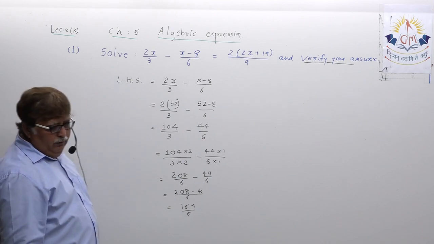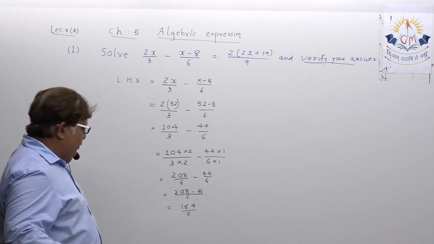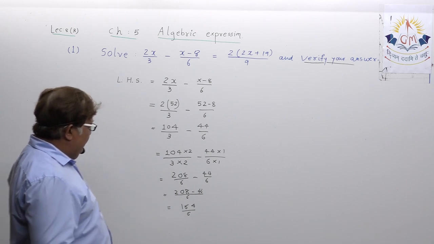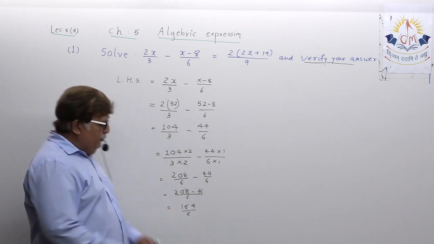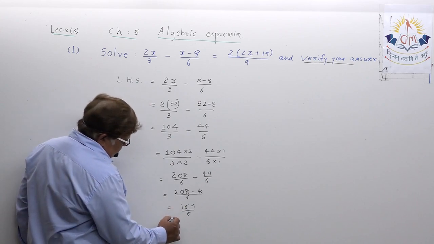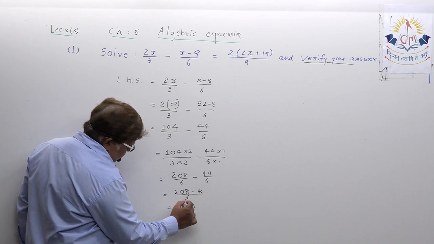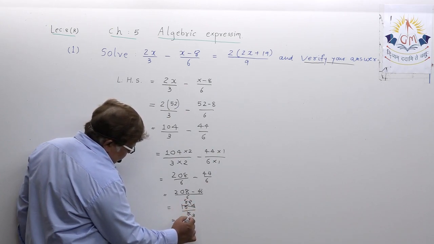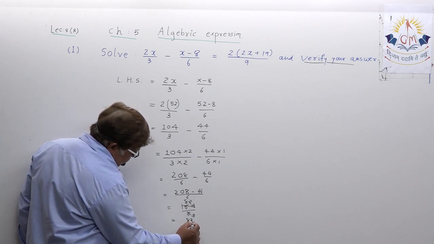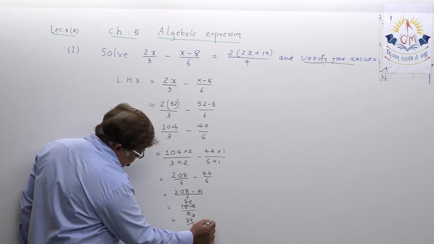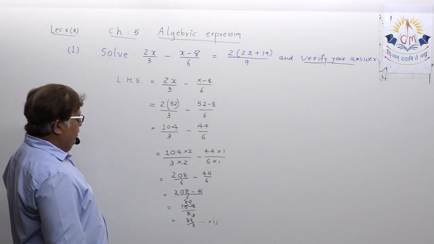Cancellation, if you want to do, you can do the cancellation. You can at least cancel by 2, that's possible. 2 3s are 6, and here also you cancel. Okay, 2 3s are 6, 2 8s are 16. So the final answer is 82 upon 3, result number 1. Be conscious.